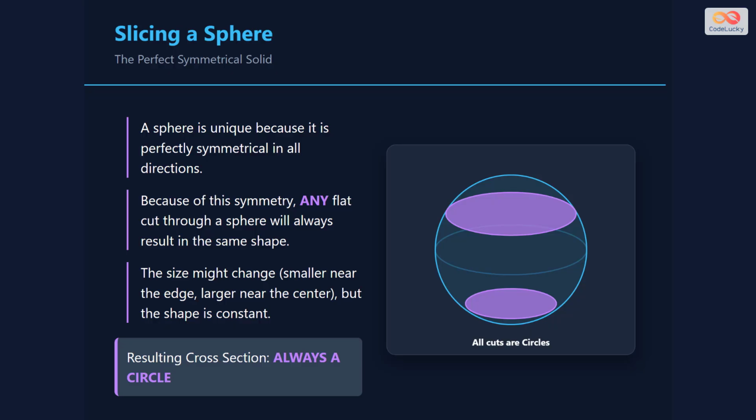Finally, let's look at a sphere. A sphere is perfectly symmetrical. This means it looks the same from every angle. Because of this unique property, it doesn't matter how you slice it. Whether you cut it near the top, the middle, or the side, the cross-section of a sphere is always a circle.